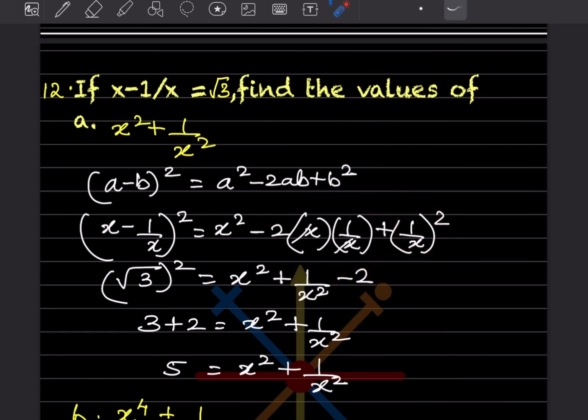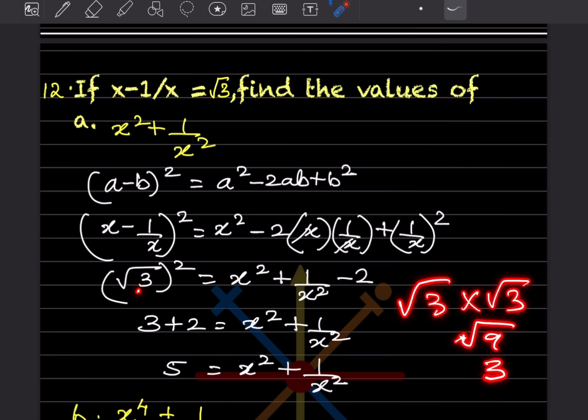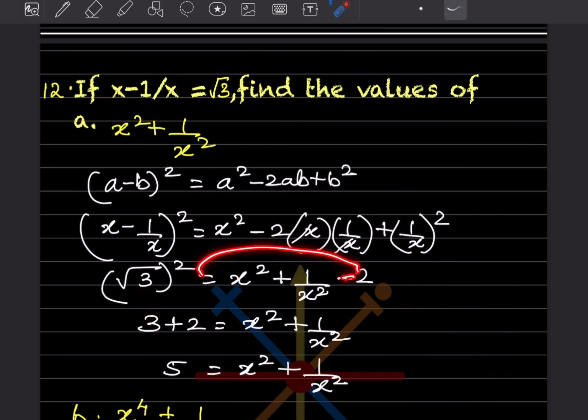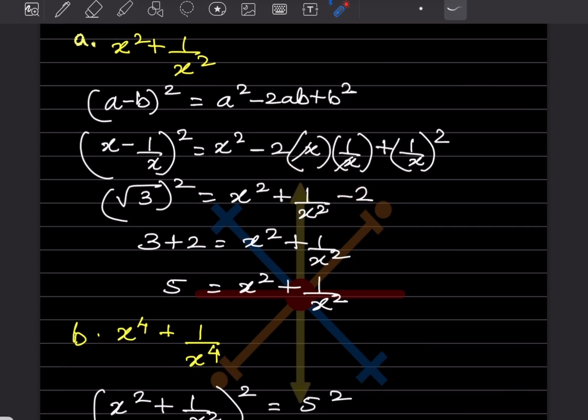So now what we can do here, root 3 square means root 3 into root 3, which is root of 9, and root of 9 is 3. So we can write this one directly as 3. Minus 2 will come here, that is going to be plus 2, and this will be the same on the right hand side. So 5 will be x square plus 1 by x square.